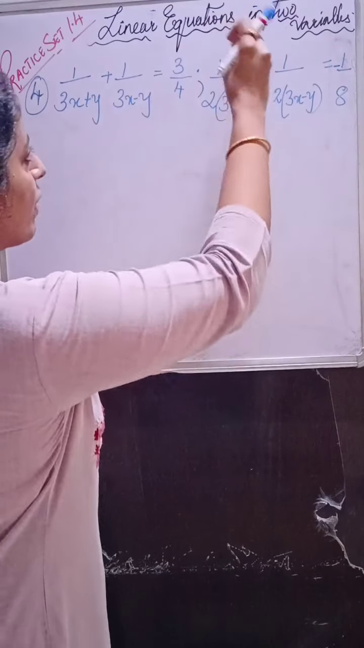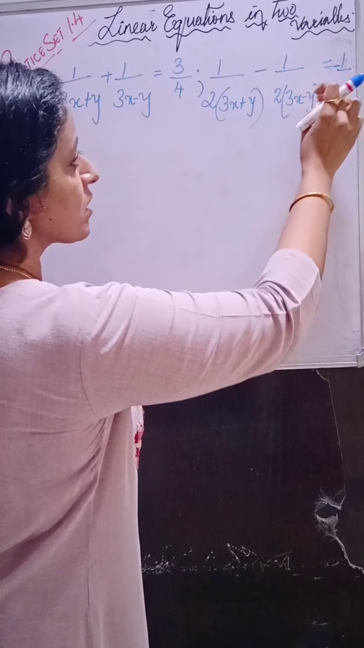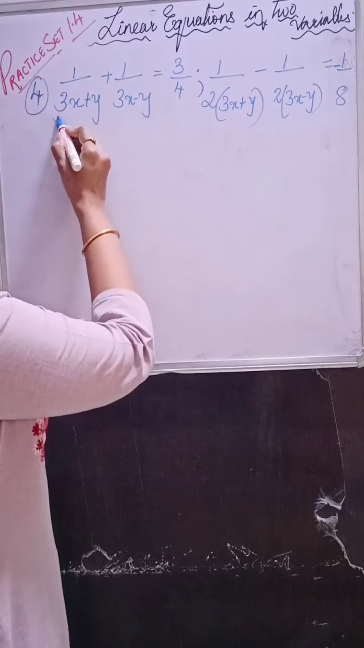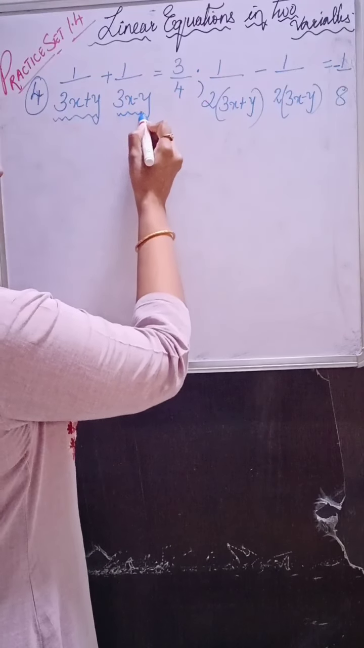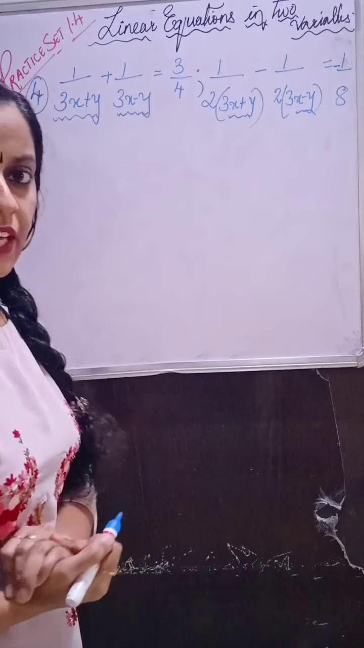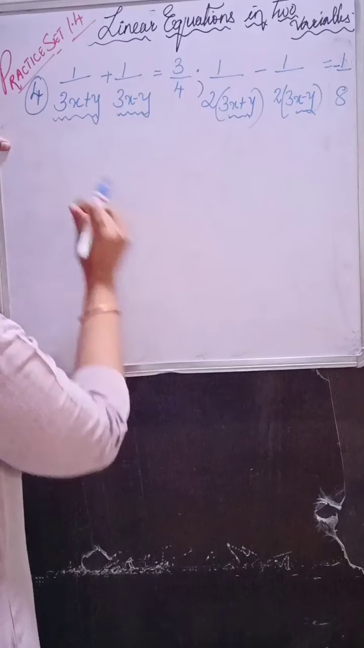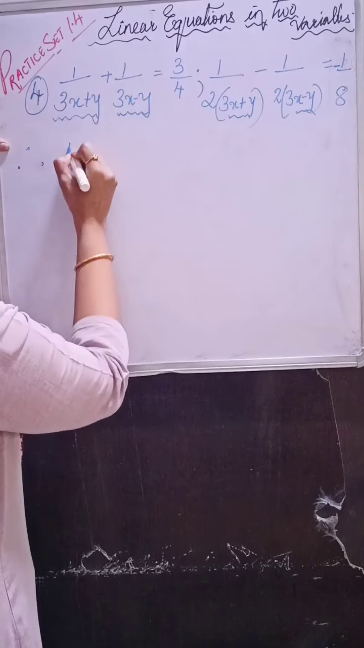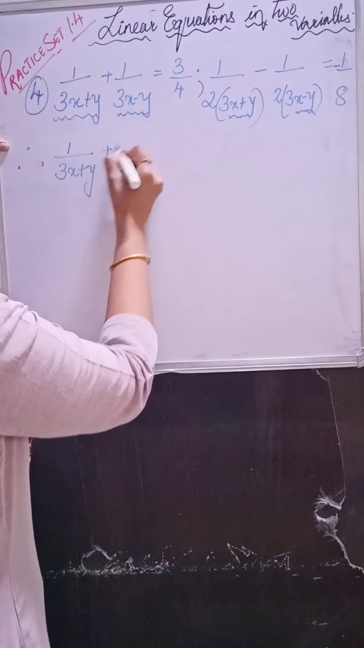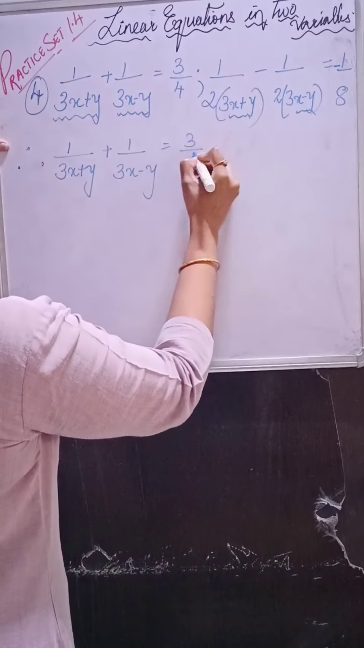And here you have 1 upon 2 into 3x plus y and 1 upon 2 into 3x minus y is equal to minus 1 upon 8. What is common here? 3x plus y and 3x minus y, the same way here, and here also 3x minus y. So we will fix with what we decided. We will take the equation, write it down. So the first equation will be 1 upon 3x plus y plus 1 upon 3x minus y is equal to 3 upon 4.